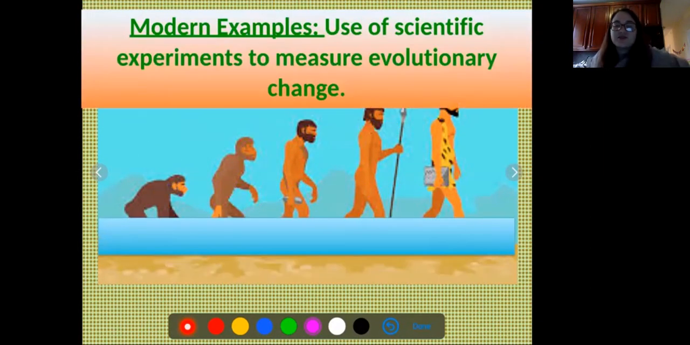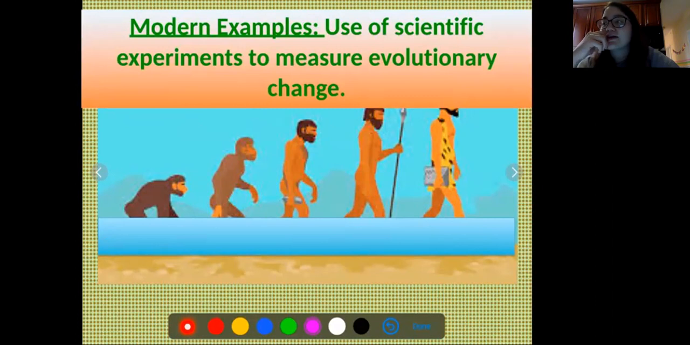Now, your next fill in the blank is the word modern examples. And this is basically saying that we can use scientific experiments to measure evolutionary change. And these are things that we're able to see in real time, evolution that we're seeing happen today. And one example of that is actually pretty cool. I'll attach the link to this, or I'll send it to you guys if you're interested. I was reading a study the other day that there's a type of salamander, or no, it's a lizard.